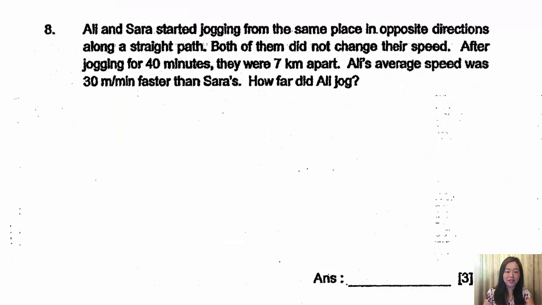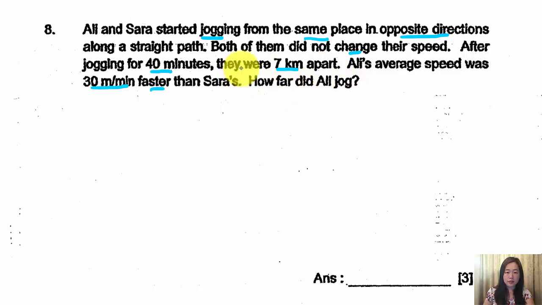Let's do question 8. Ali and Sarah started jogging from the same place in opposite direction along a straight path. Both of them did not change their speed. After jogging for 40 minutes, they were 7 kilometers apart. Ali's average speed was 30 meters per minute faster than Sarah. How far did Ali jog?